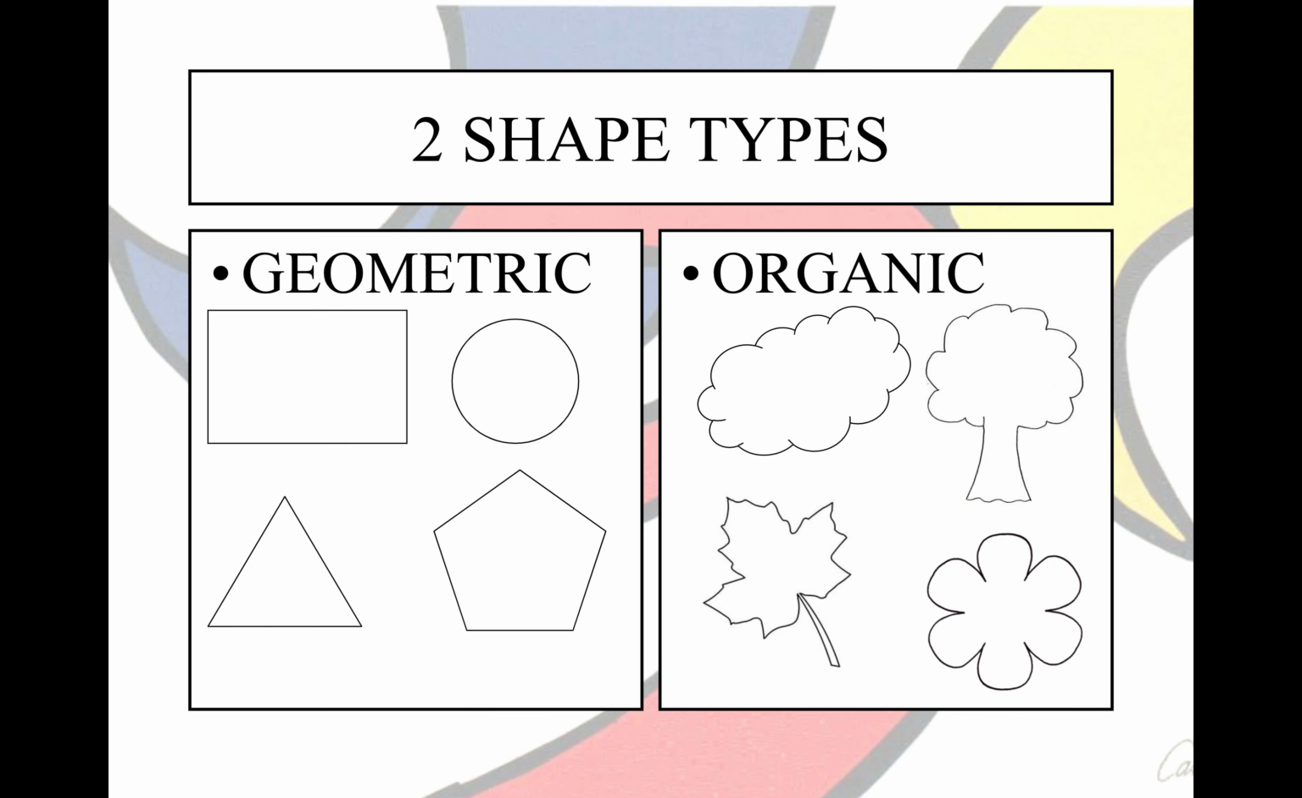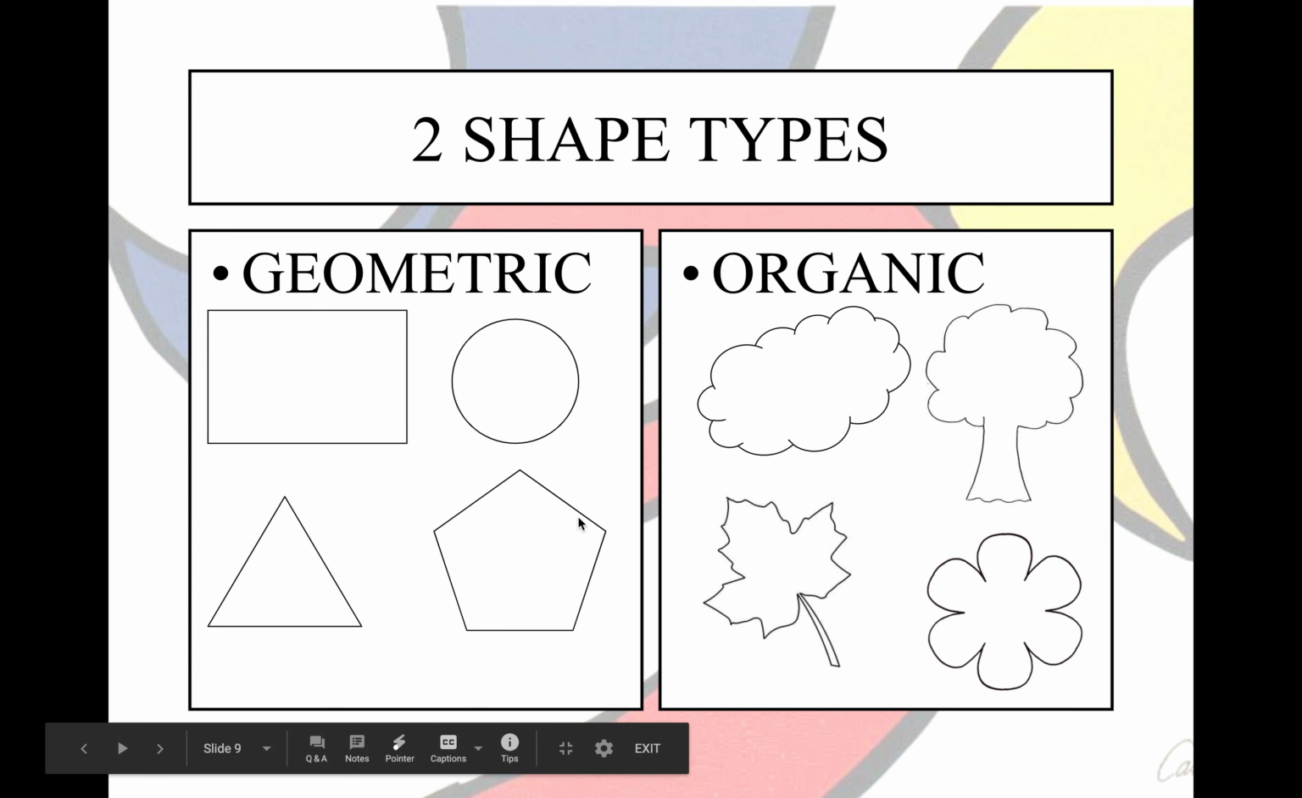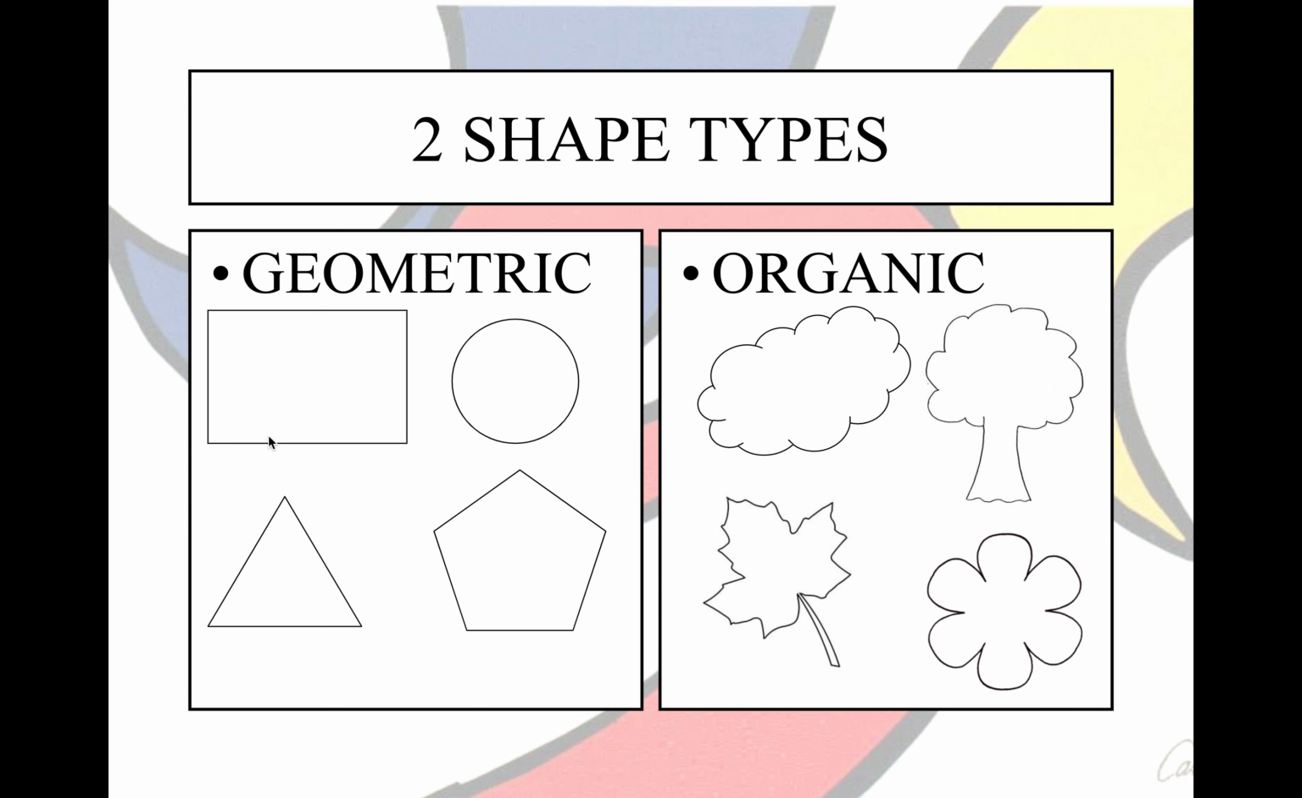There are two types of shapes. The first one being geometric, and then the second one is organic. So you should hopefully be able to see right away, we've got a big difference here. So these we recognize right away. We see these in math classes, right? We've been seeing these for years in math classes.